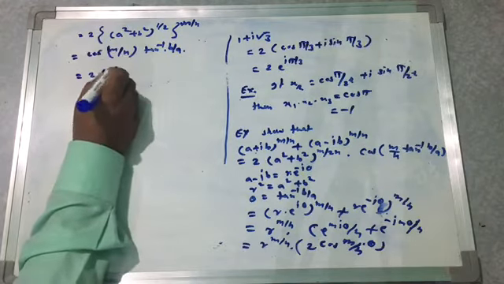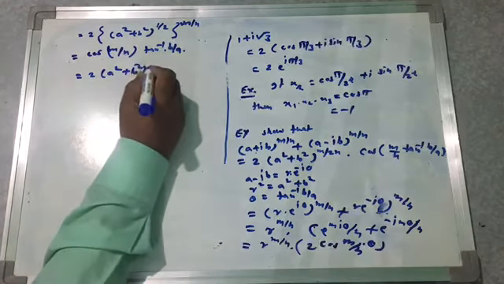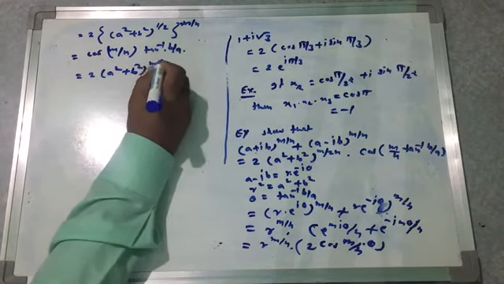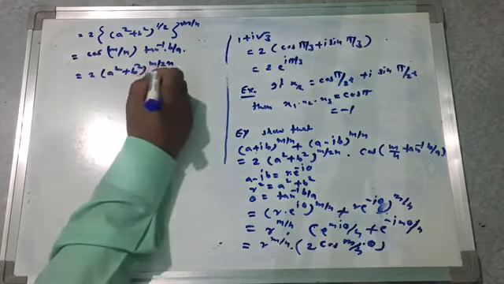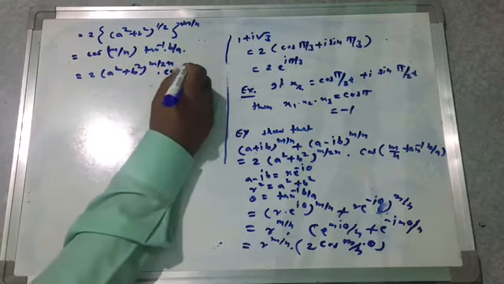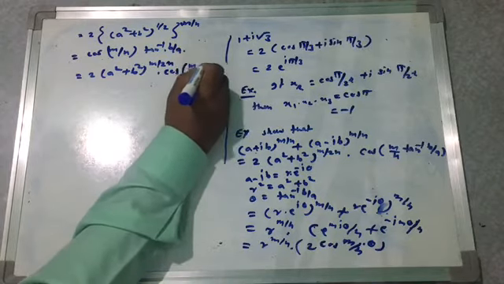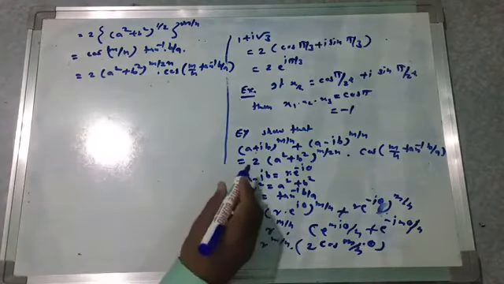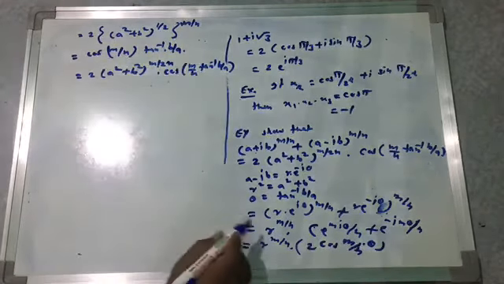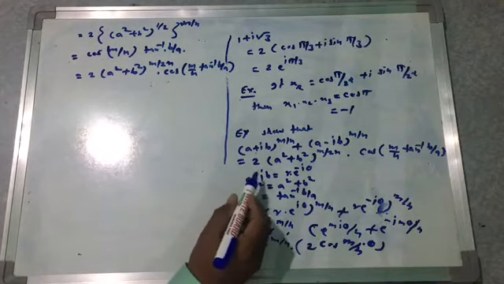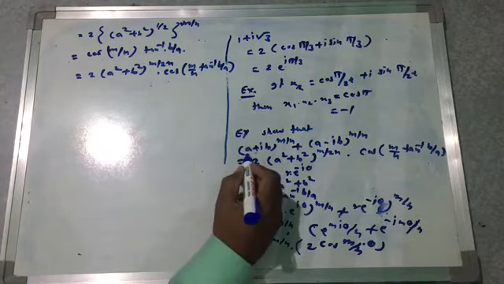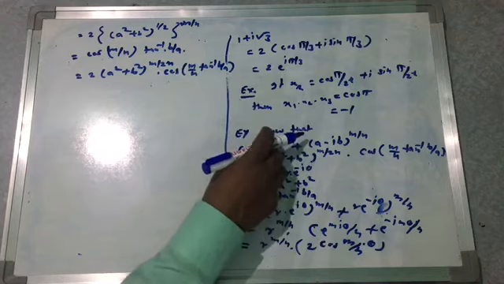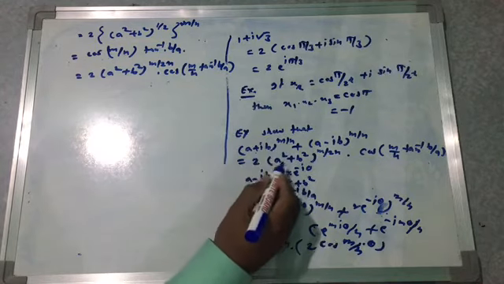2 into (a square plus b square) to the power m by 2n into cos of m by n into tan inverse b by a. So likewise, one by one, we have to compare the given complex numbers, this one a plus ib, here a minus ib, with x plus iy, and then find the value.